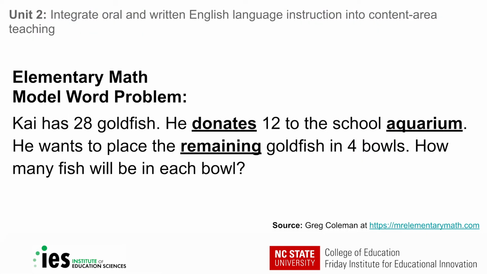One example utilizing these approaches from an elementary math class would be to invite students to solve this model problem. Kai has 28 goldfish. He donates 12 to the school aquarium. He wants to place the remaining goldfish in 4 bowls. How many fish will be in each bowl? First, explicitly pre-teach content-specific and general academic vocabulary, like donates, aquarium, and remaining.